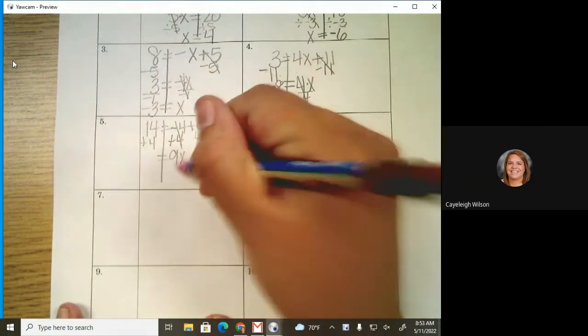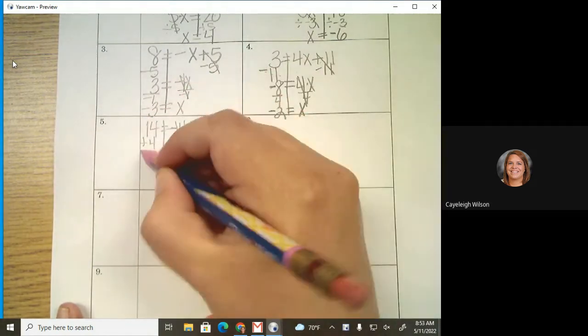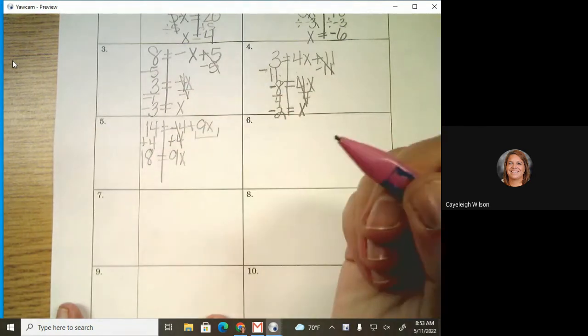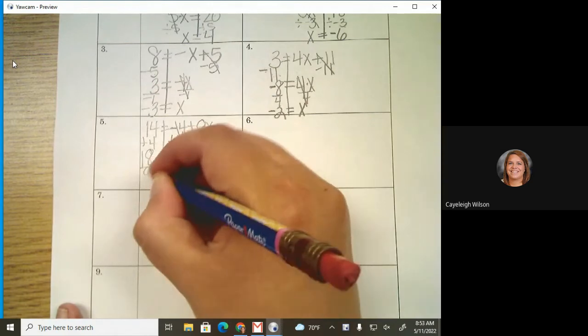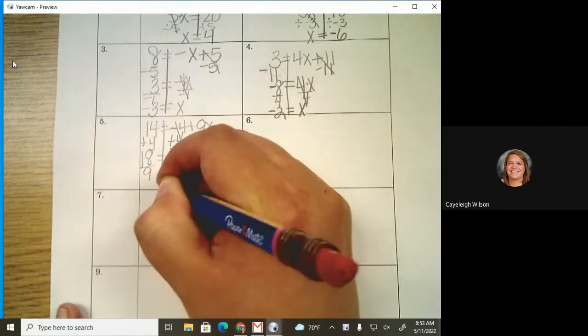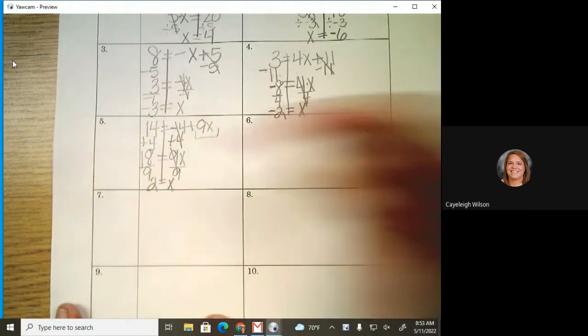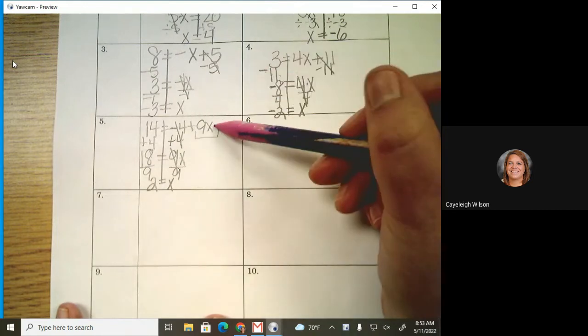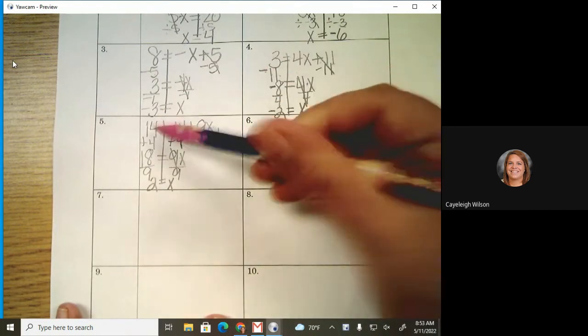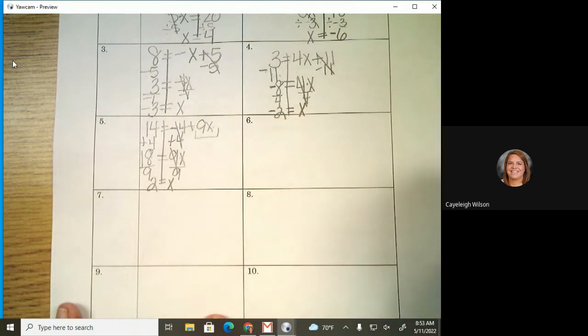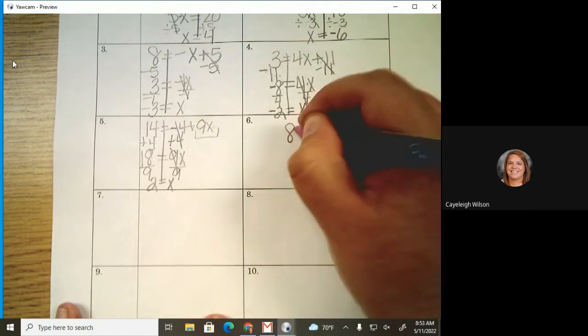That 9x now drops down. 14 plus 4, that's 18. And then I'll divide by 9 because that's 9 times x. So x equals 18 divided by 9, that's 2. And you can check it. 9 times 2, that's 18. 18 plus negative 4, that's 14. All right, let me do another one like that so you can see it again.